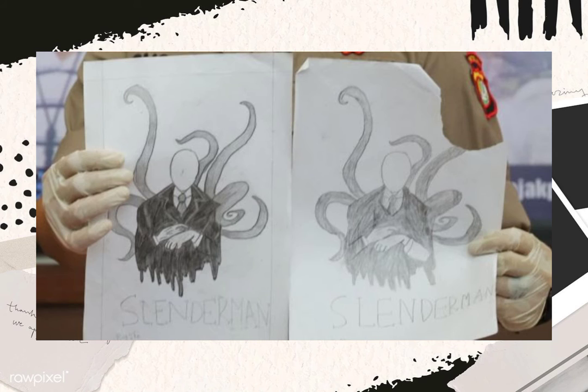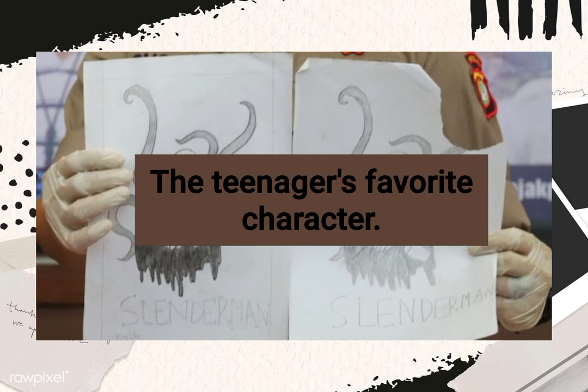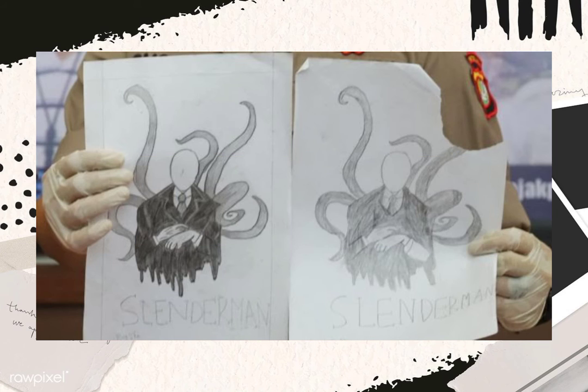Other evidence is the Slender Man sketch. Analyzing it using semiotic analysis, Slender Man is a favorite character. Slender Man is depicted as a skinny, faceless man with tentacles like an octopus. The Slender Man character is said to like to abuse or humiliate people, especially children. So, the murder committed by this teenager can be inspired by this character.